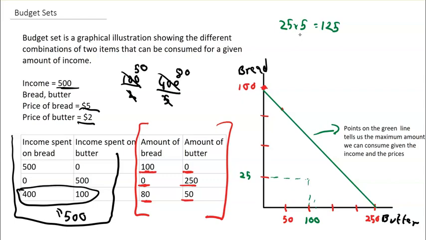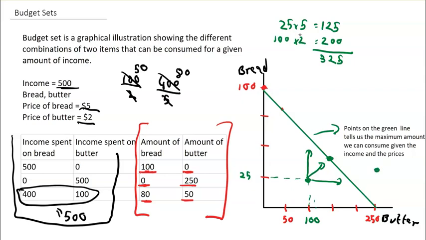What about butter? Well, each butter costs $2. I can buy 100 units of butter, so 100 times 2, which is 200. If I add these two up, I get $325. I have a lot of money left over, so I could move either to the right, or upwards, or this way, and I could consume more using more income until I reach this point.